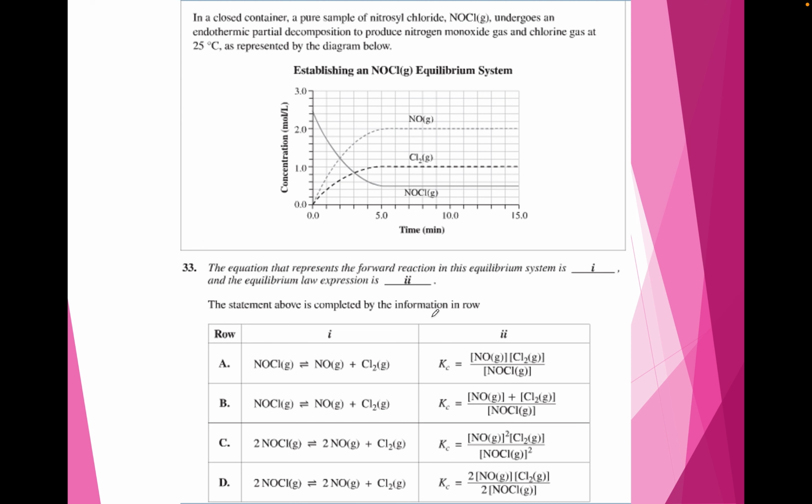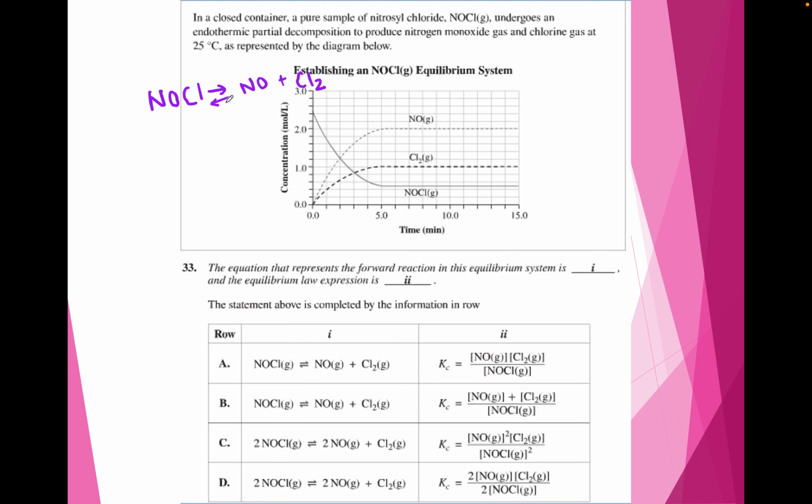Coming over to our next part here, this is also showing that we do understand how to set up the Kc expression. So what we have here tells you that NOCl undergoes an endothermic partial decomposition reaction. So we'll have NOCl, and it's going to decompose into NO and Cl2. Now, if this is an equilibrium, that also means your two gases can come together to form the NOCl.